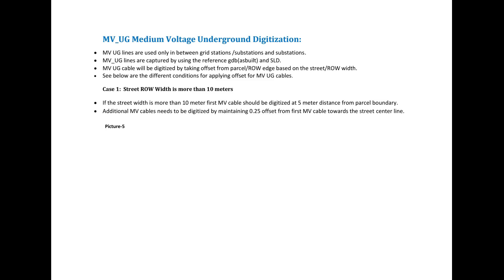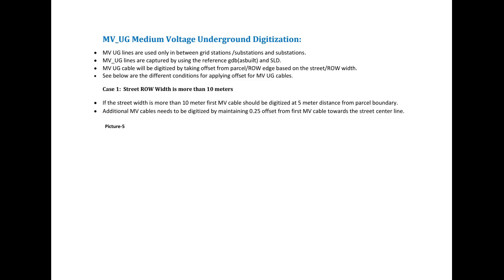MV_UG, medium voltage underground digitization. MV-UG lines are used only between grid stations/substations and substations. MV_UG lines are captured by using the reference GDB, as-built, and SLD. The MV-UG cable will be digitized by taking an offset from the parcel/row edge based on the street/row width. See below the different conditions for applying offset for MV-UG cables.